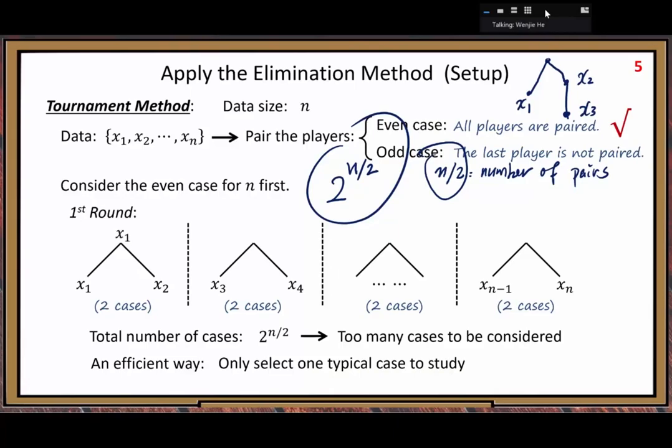We need to look at the result of the tournament method. So here we make an assumption. We assume x1 is the winner of the first comparison, x3 is the winner of the second comparison, and so on. So we can do the discussion easily. Usually, we assume this kind of thing without loss of generality.